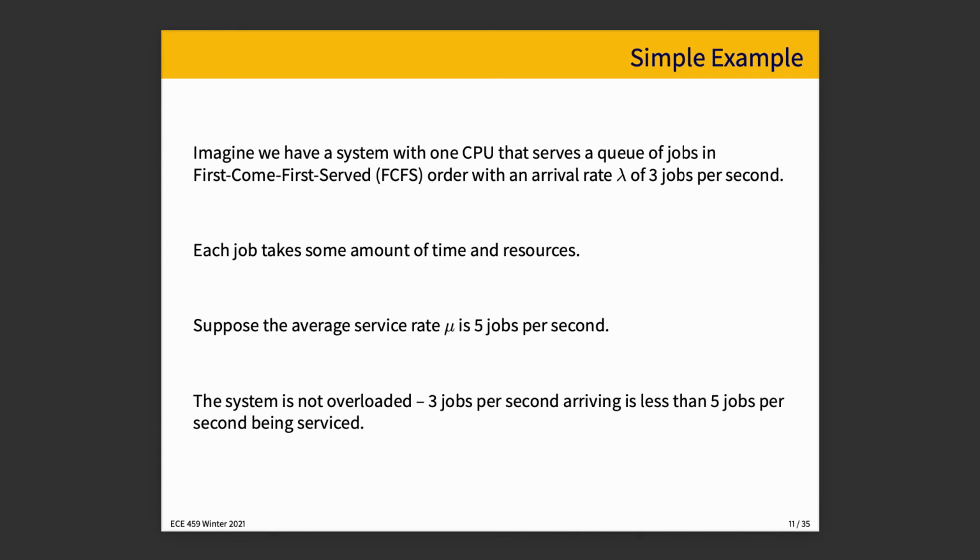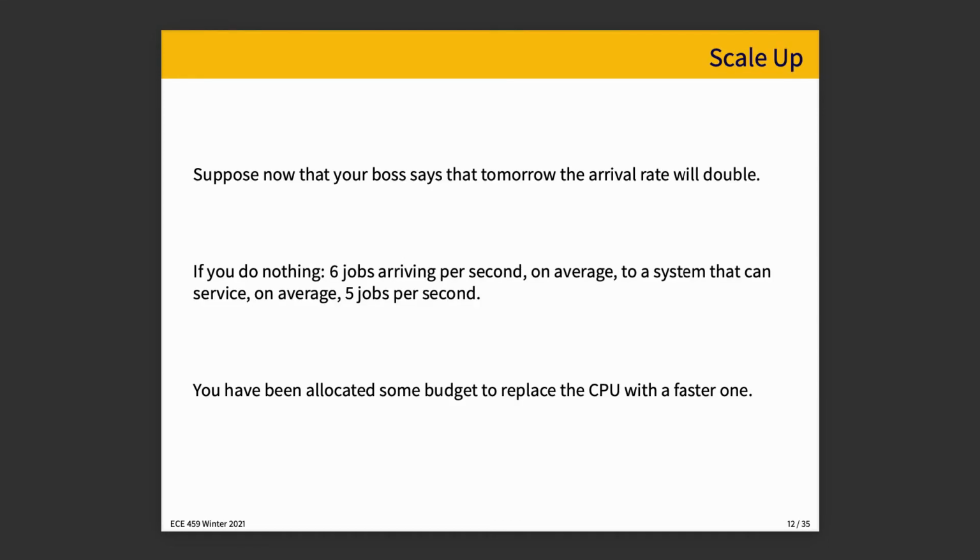Overloaded obviously would be the case when we can't keep up with the incoming jobs. They are arriving faster than we are able to deal with them. That's not a good situation to be in. You don't want to be in that situation, and we would like to have a system where it is not overloaded. Okay. Now, suppose that your boss tells you that the arrival rate will double.